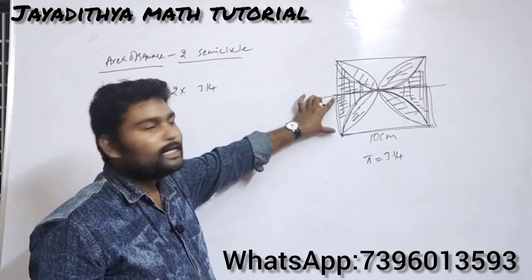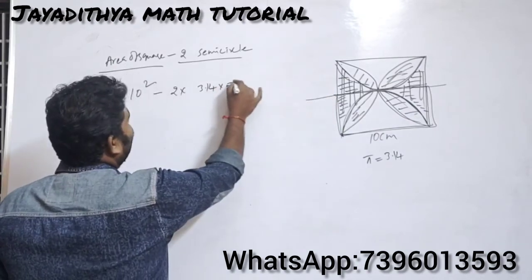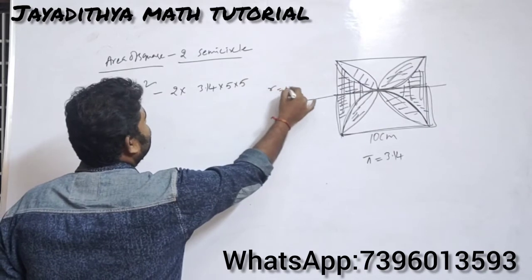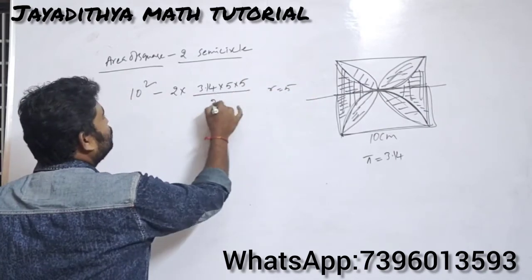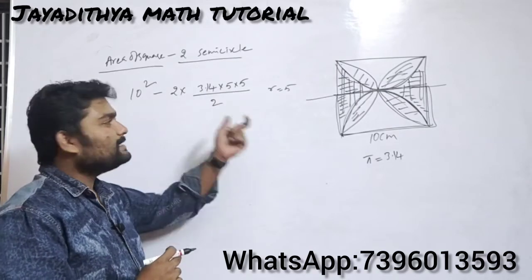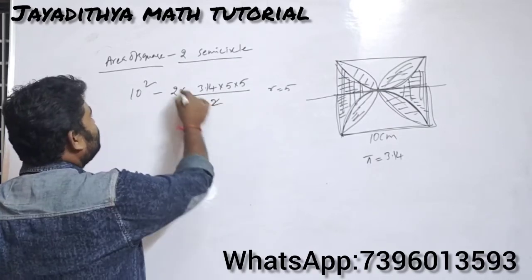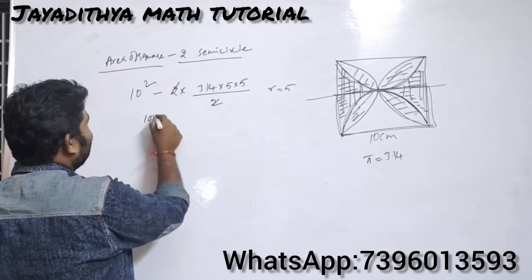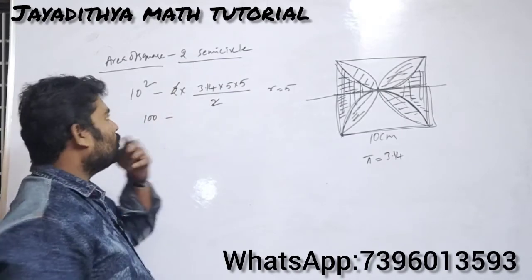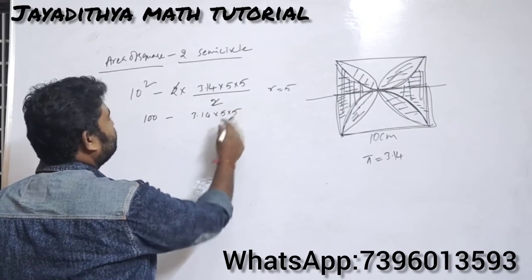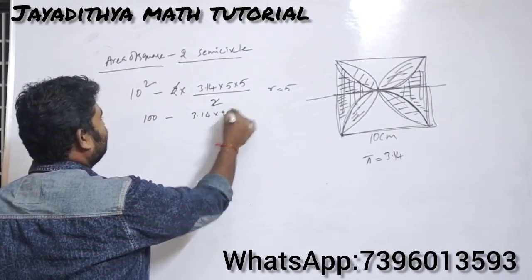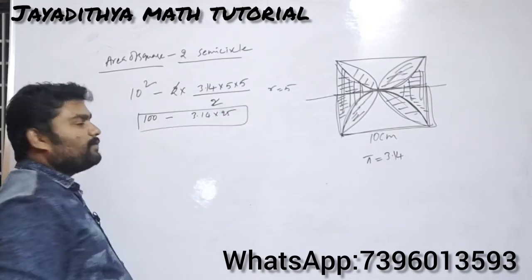So the radius will be only 5 here, so 5 into 5. Why? Because the radius is equal to 5. Clear? Why are we putting by 2? That is a semicircle, so here 2 and 2 get cancelled. This is 100 minus 3.14 into 5 into 5. So let us keep this as 25. So this is the one part, you got it.